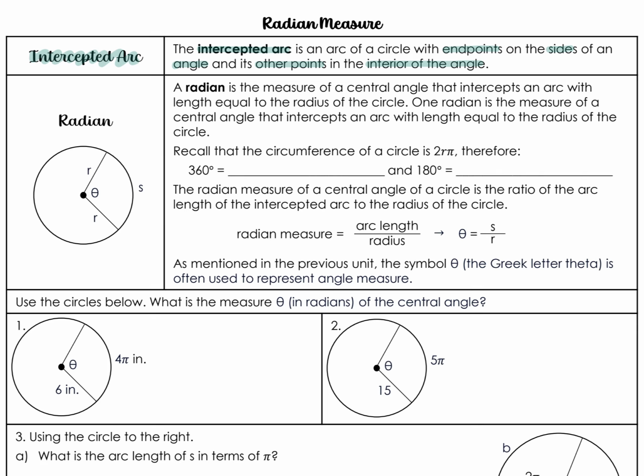Okay, so just using this picture down below here, if we have our angle right here, the intercepted arc to that angle would just be, we've got our endpoint, so where we land on the circle, and then just everything in between.